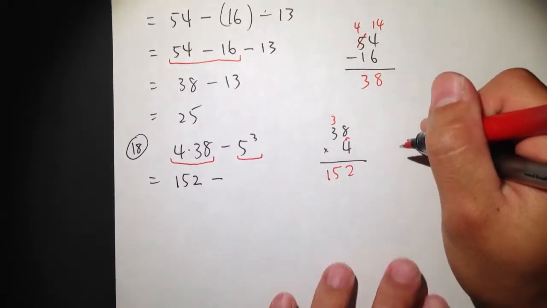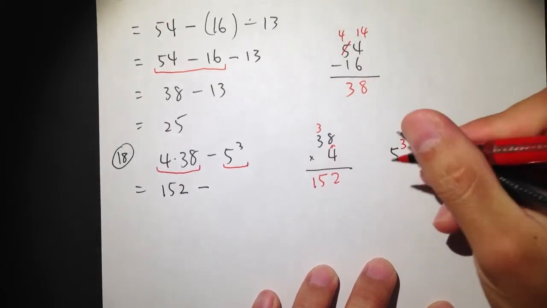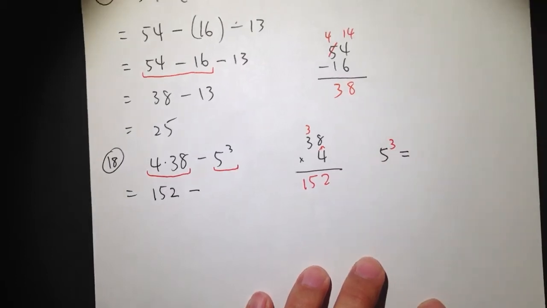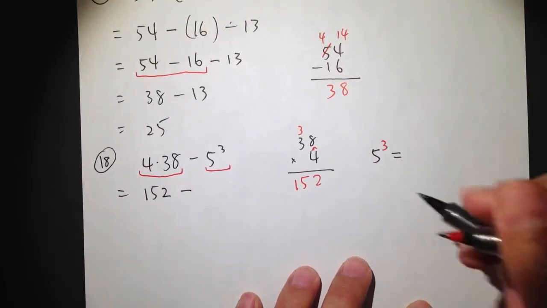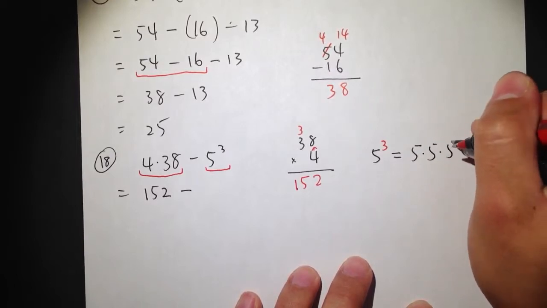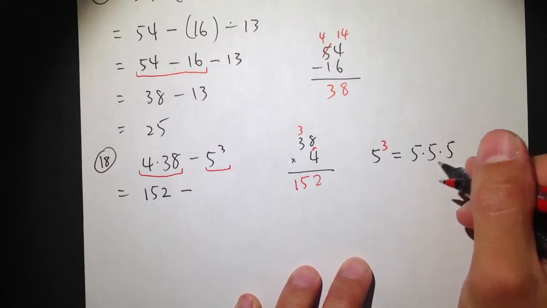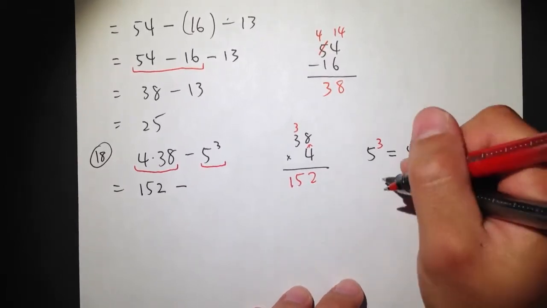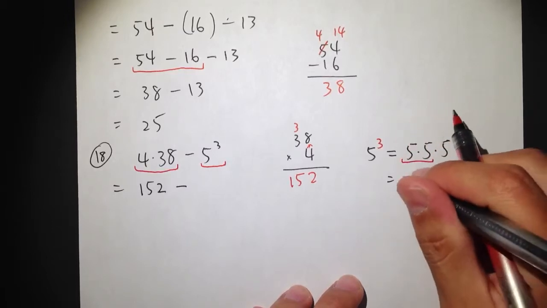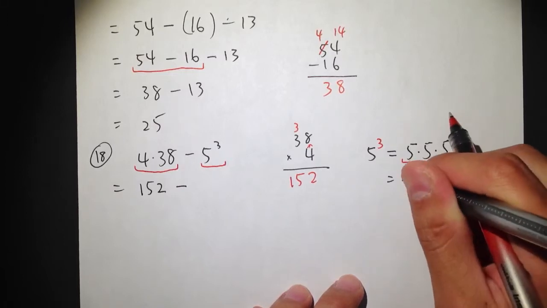So let's see what 5 to the third power means. Exponents mean how many times you need to write down the base number, especially when you have a whole number here. So we need to write down 5 3 times, and then multiply them out together. So 5 times 5 times 5. In this case, 5 times 5 is equal to 25.